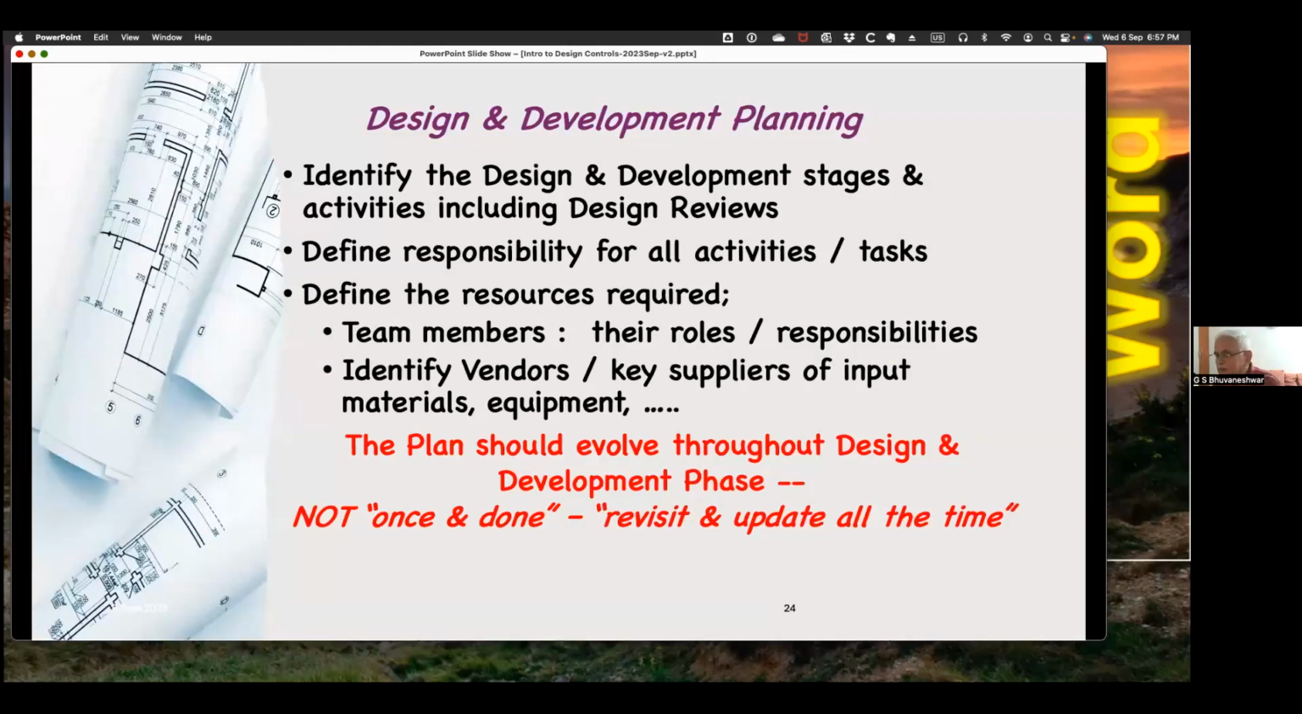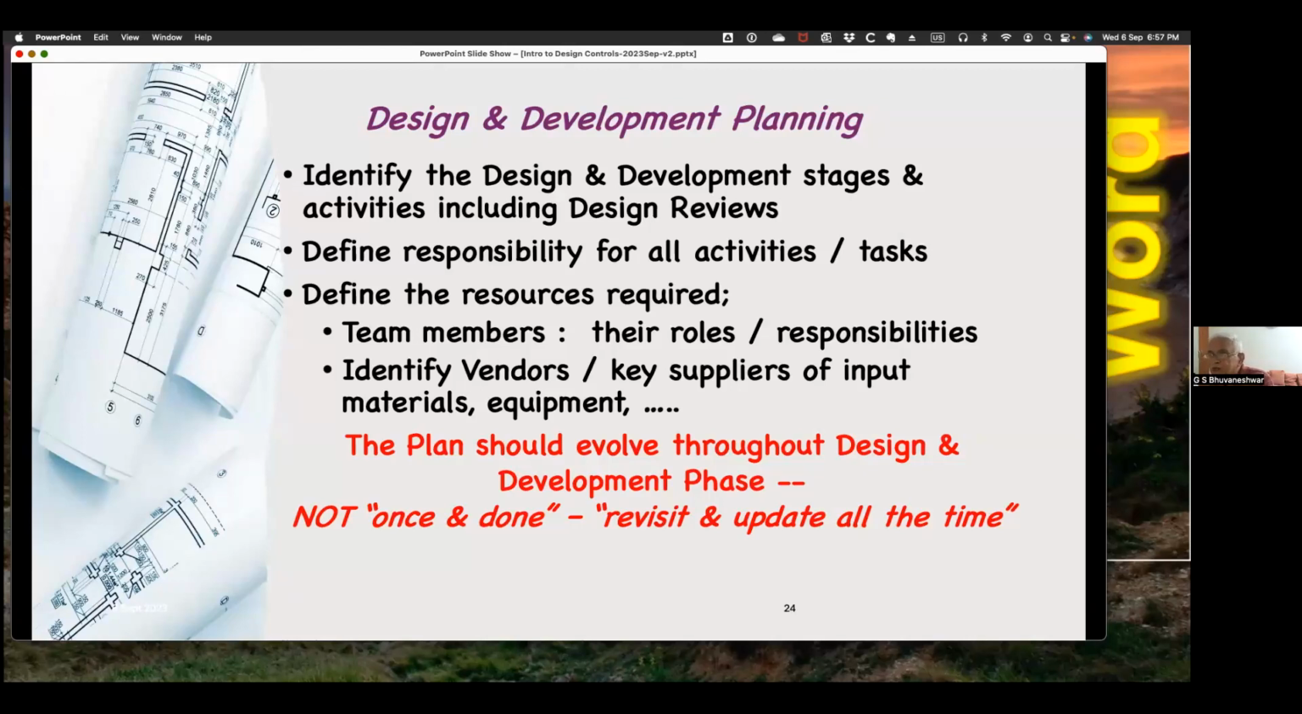So briefly, just one on what is the importance of design and development planning. Identify the design and development stages, and you're going to do your design reviews. Remember that splitting down your workload into work modules and tasks is very critical. Having a plan and doing it in a systematic way of development is very useful.